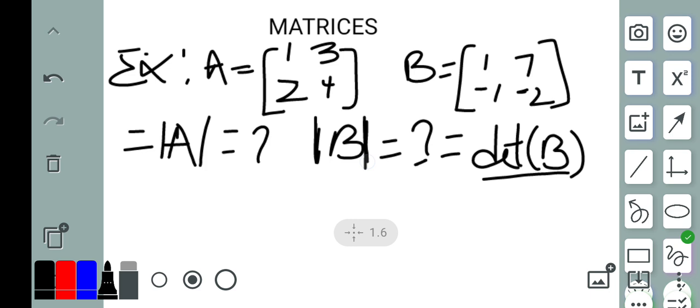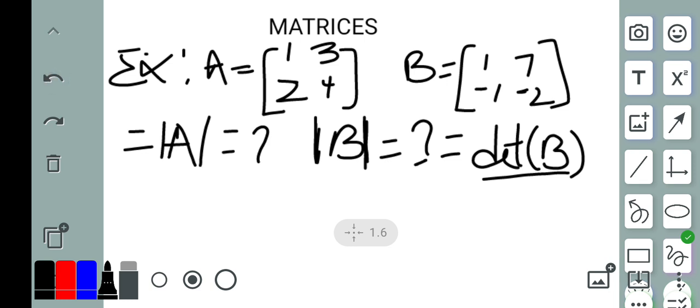Also, we can be given a question in this form, maybe you have 1, 3, 2, 4. For those doing the external exam, you can be given the question in this form, whereby you are given a straight slash here. This also means determinant. So that's that.